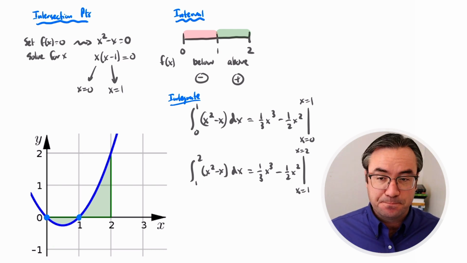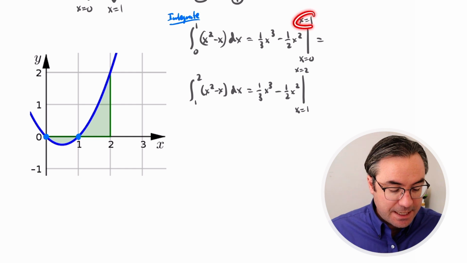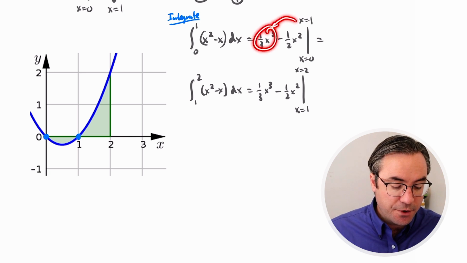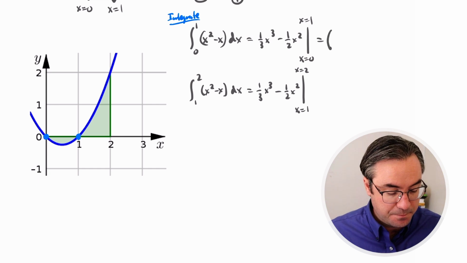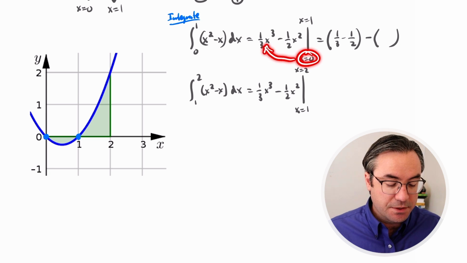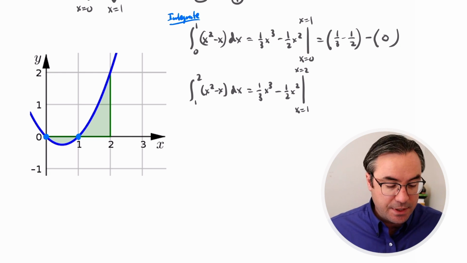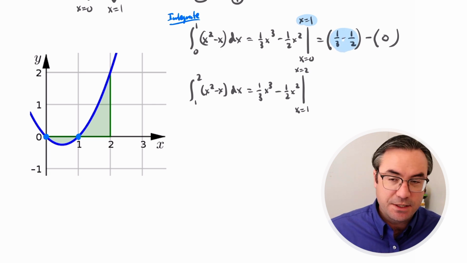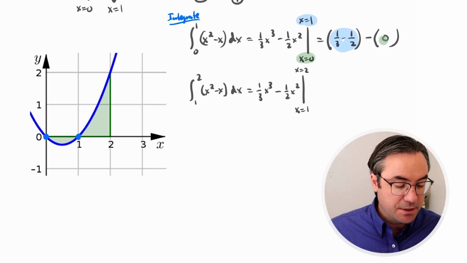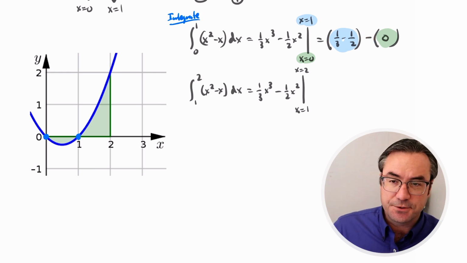All right, so let's see what we get. For the first one, the top number gets plugged in first when we do the evaluation. So when we plug 1 in, we're going to get 1/3 minus 1/2. And then we subtract, and then we plug 0 in. Powers of 0 are just 0, so we end up with nothing there. Again, the top number gets plugged in first, that's what we're seeing here, and then the bottom number gets plugged in second. It doesn't matter in this case, but we do subtract those two values.